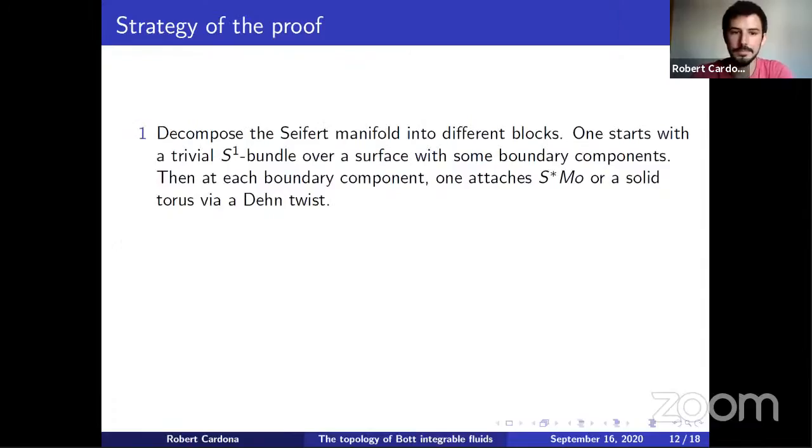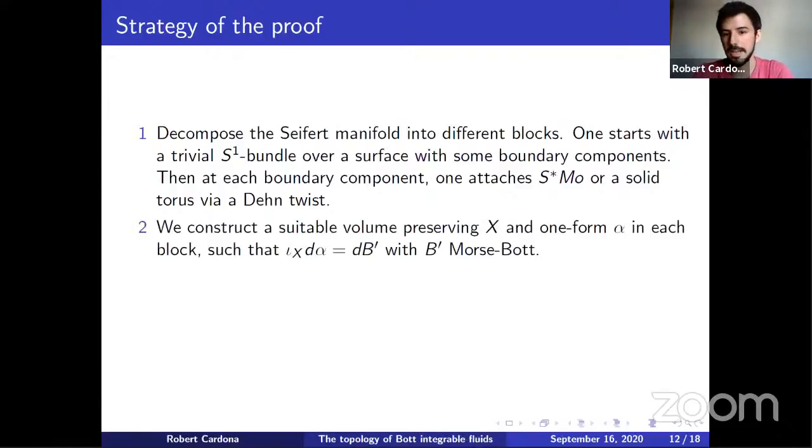Okay. So what you do is, using the classification of Seifert manifolds, you break it into different blocks. Actually, the block is a trivial S1 bundle over a surface with boundary. And then at each boundary component, you attach either the unique cotangent bundle of the Möbius band or some solid torus via a twist. Okay. This, if you have learned a little bit about Seifert manifolds, is classical. Then at each block, you construct an Arnold fluid.